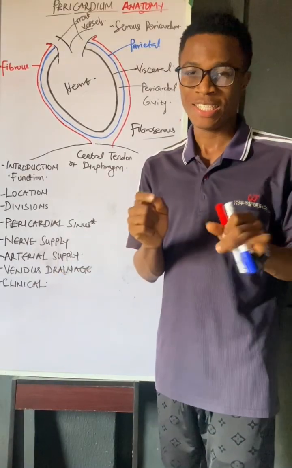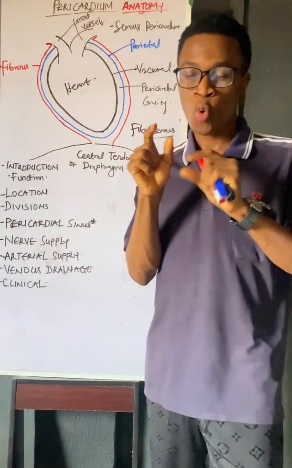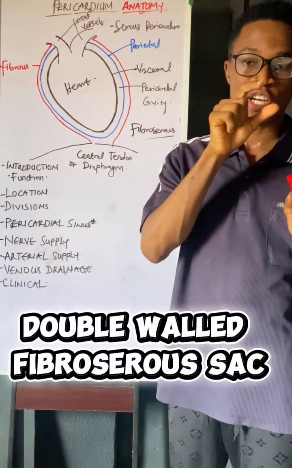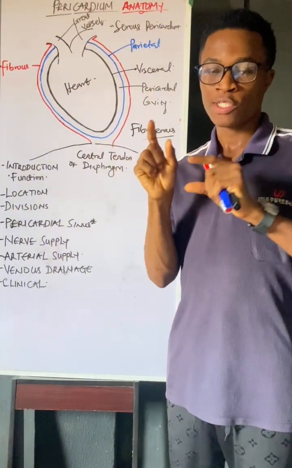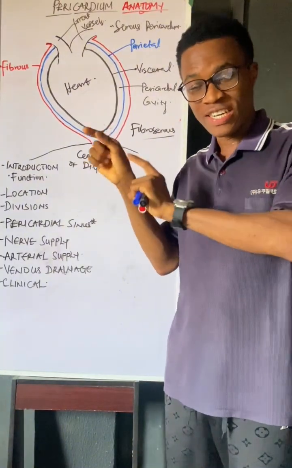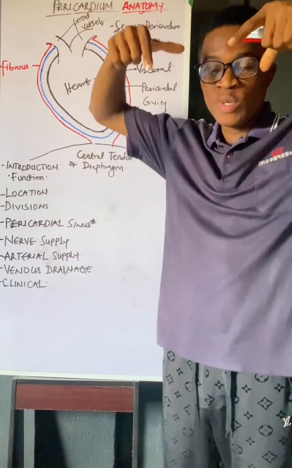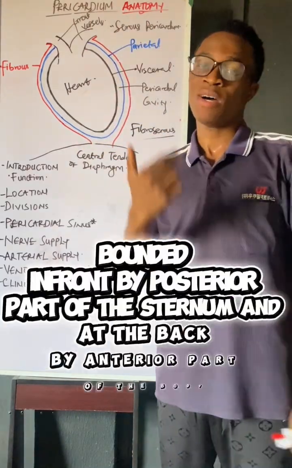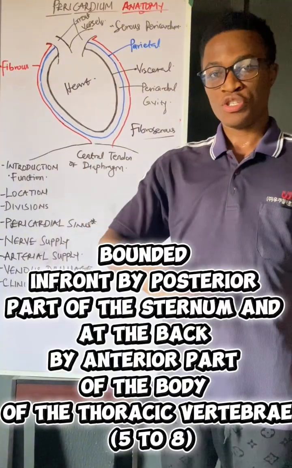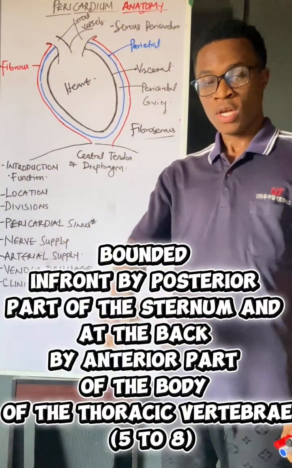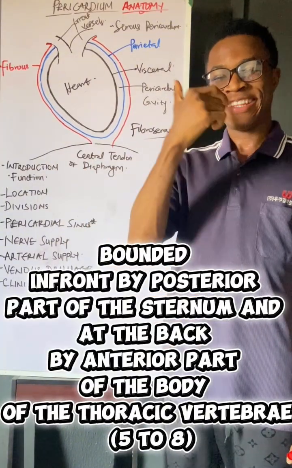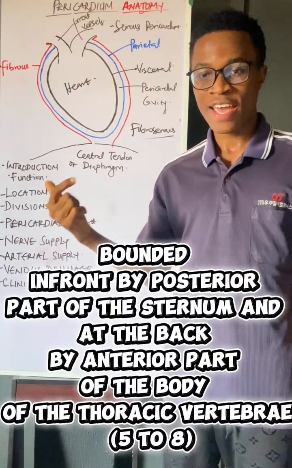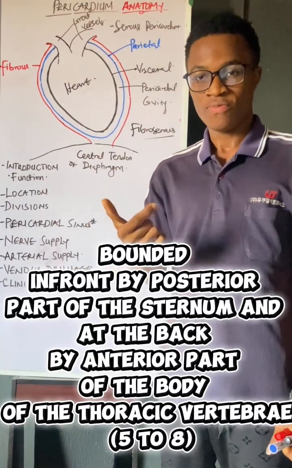The pericardium is simply a double-walled fibrous sac that contains the heart and its great vessels, located within the middle mediastinum. It is bounded in front by the body of the sternum, and posteriorly by the anterior part of the T5 to T8 vertebrae.